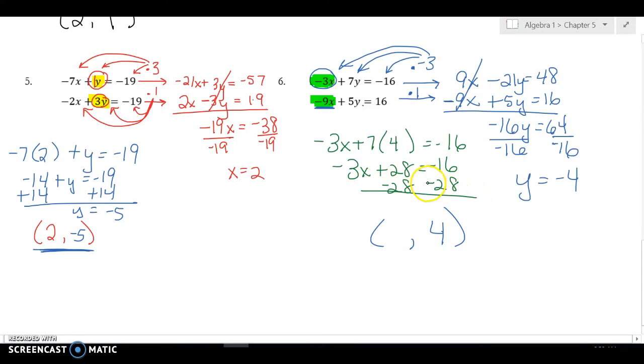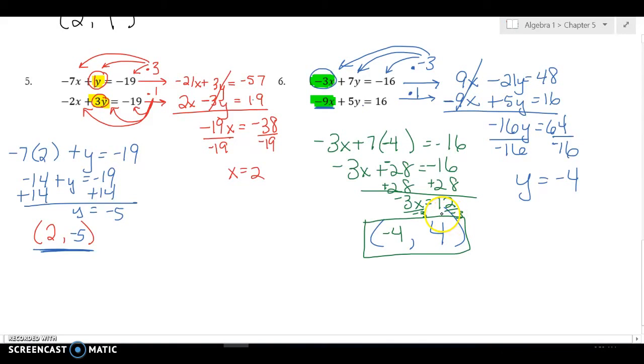And I think I made a mistake somewhere. Oops, that's what it is. It's a negative 4. Because I knew those numbers were getting too big. And so that's a negative 28. So I add 28. That makes more sense. And so negative 16 plus 28 is 12. And when I divide by negative 3, I get negative 4. So my answer for this problem was negative 4.